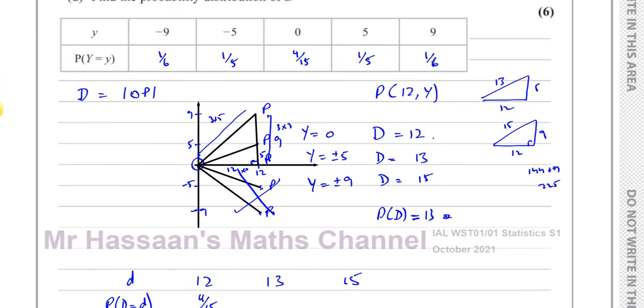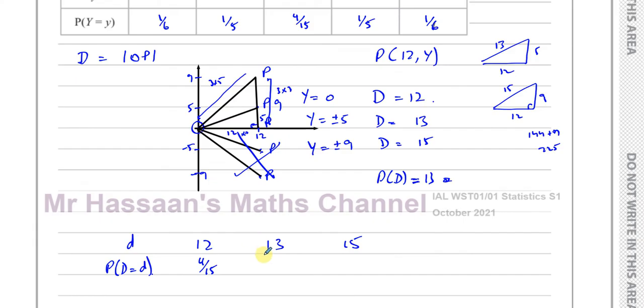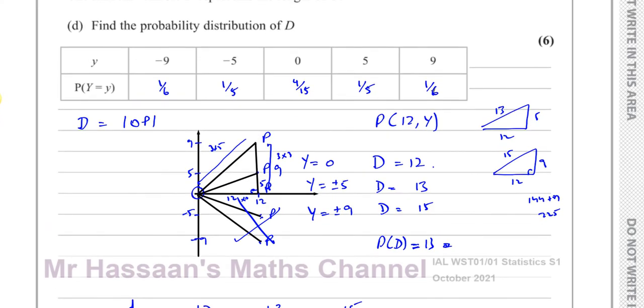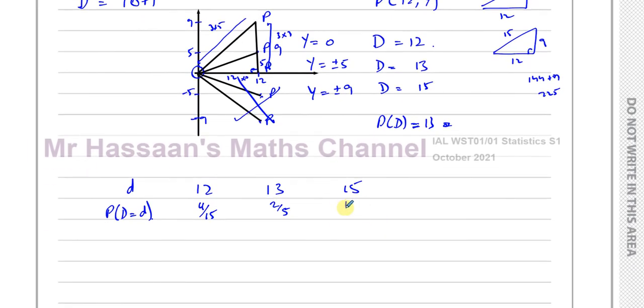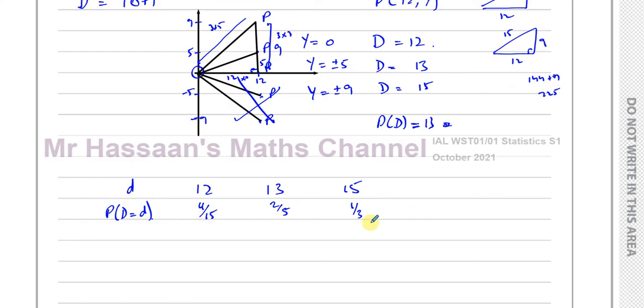Okay, so we can see that when y is plus or minus 5, D is 13. So you've got this plus this, that's 2/5. And when D is 15, that's when y is plus or minus 9. So it's going to be 1/6 plus 1/6, which is 2/6, which is 1/3. So that's the probability distribution. If you want to make sure that you didn't make a mistake, you can add them together. They should give you 1. So 4/15 plus 2/5 plus 1/3 gives you 1. So you can be rest assured that you've done it correctly.